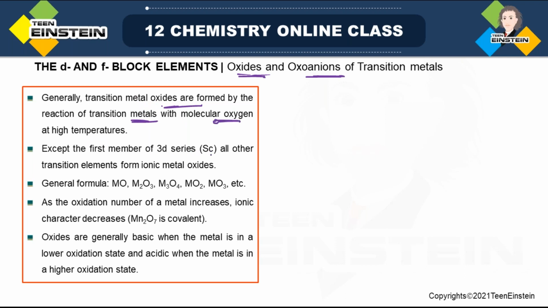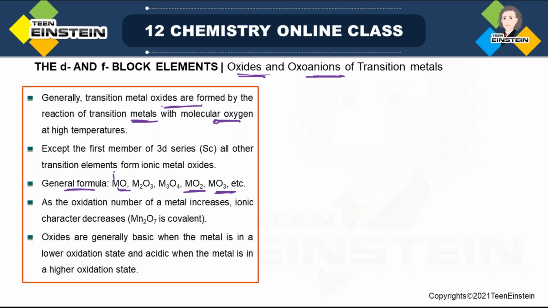Except the first member of the 3d series, which is scandium, all other transition metal elements can form ionic metal oxides. Here we have the general formulas: MO, that is ratio 1:1, then M2O3 ratio 2:3, M3O4, MO2, MO3. So different types are there. Now why are there different types? Because these elements can show variable oxidation states.